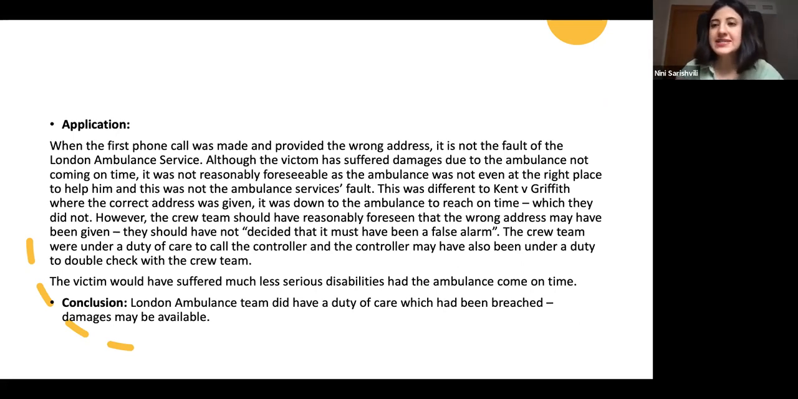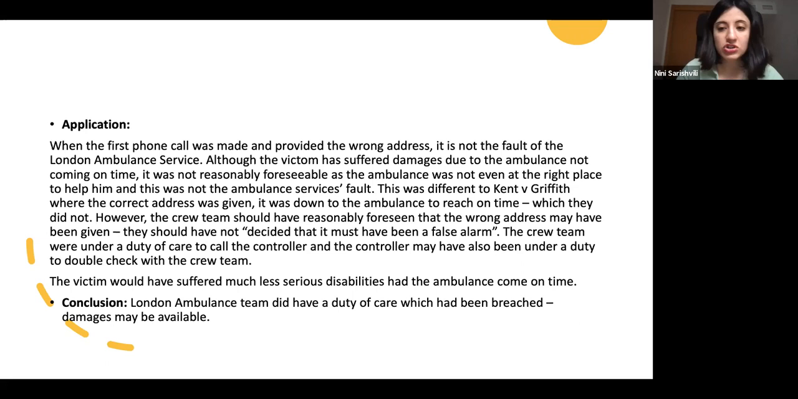So here, what we're doing is we're distinguishing the precedent that we have to apply, and we are justifying the grounds on which the precedent should not apply. In the precedent, Kent v Griffith, the correct address was given, so the facts were different. Here, the wrong address was given at no fault of the ambulance service. So it could be argued that that was not the fault of the ambulance service, and they couldn't have reasonably foreseen that the wrong address was given. However, the fact that they just decided it was a false alarm gives us an area of discussion.